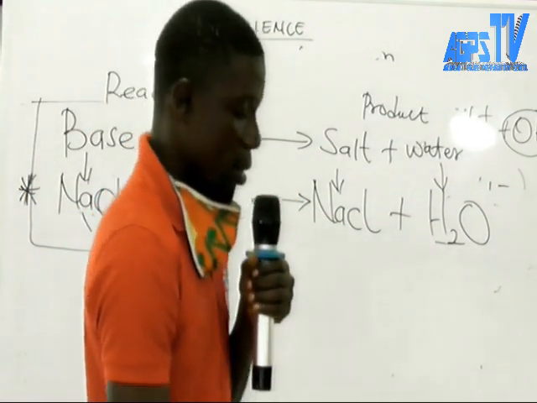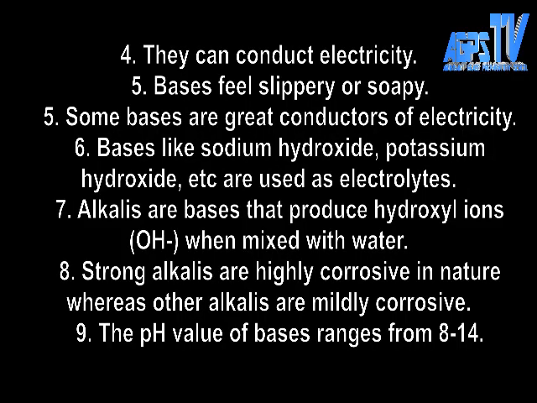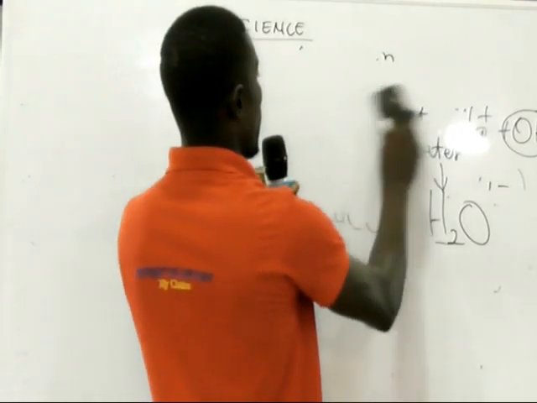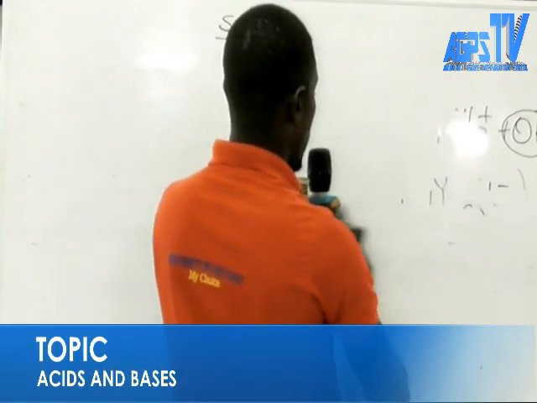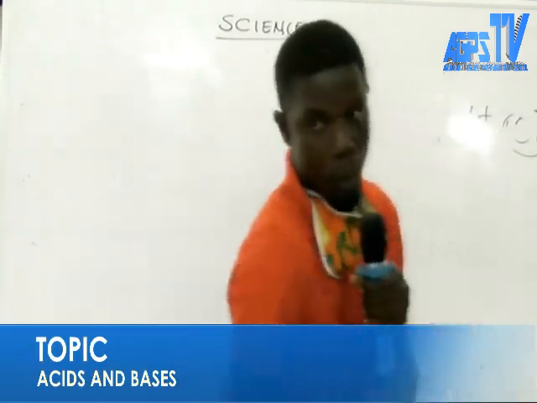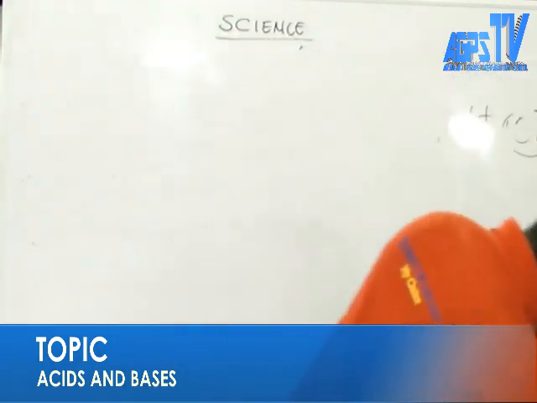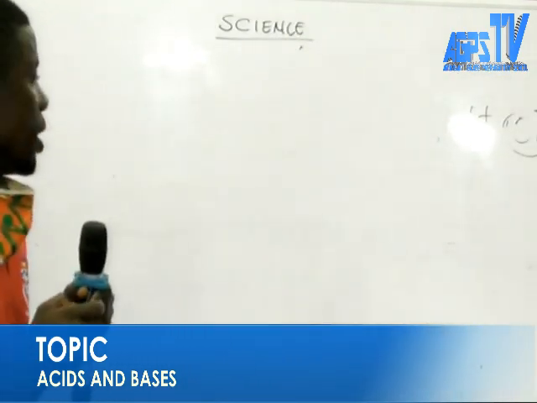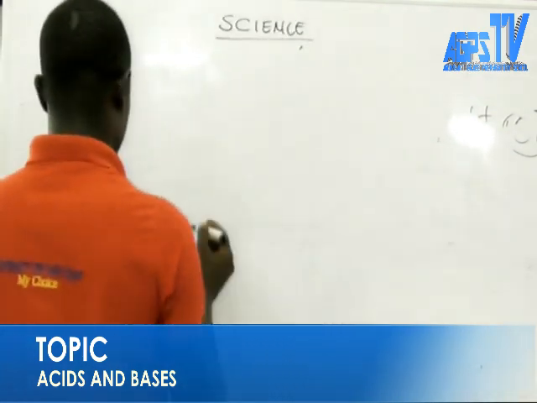Now let's go to another property of a base. Some bases are great conductors of electricity. Some acids are also good conductors of electricity. Take note of that. For example, potassium hydroxide conducts electricity. Now, before we proceed, let us draw our pH scale.